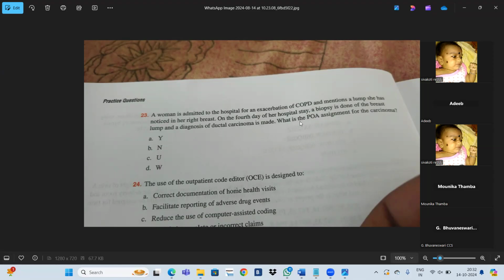Remember here, on the fourth day of the hospital stay, what did they do? They took a biopsy for the breast lump, right? Then that lump was evaluated as carcinoma. They identified it was not just a lump, it was carcinoma. They are saying that based on the biopsy report.